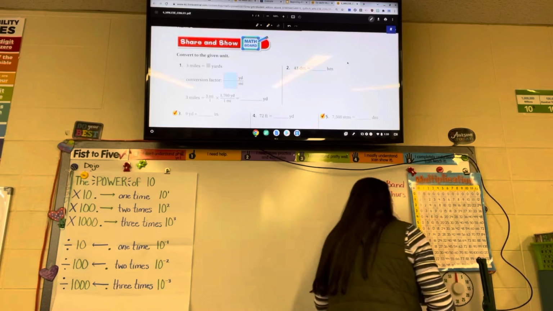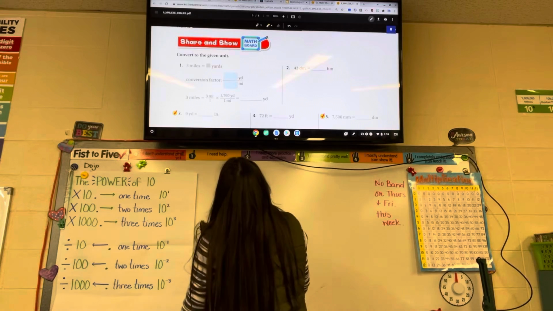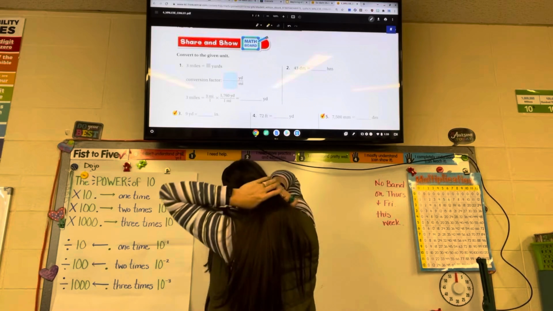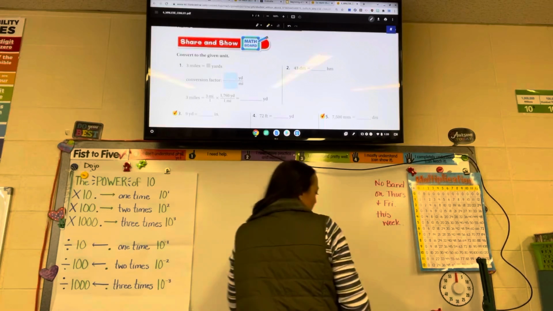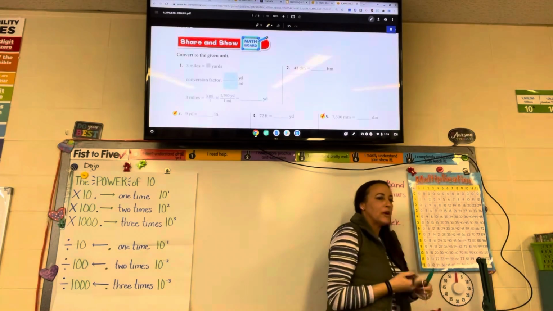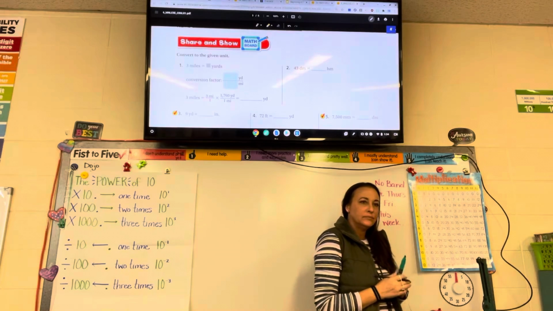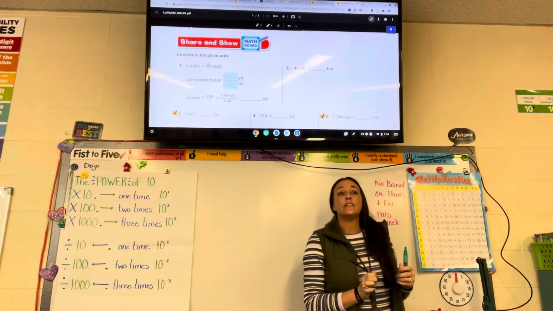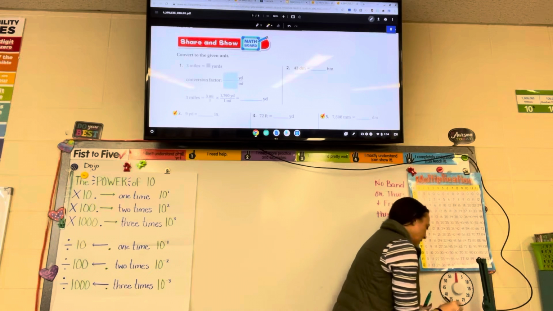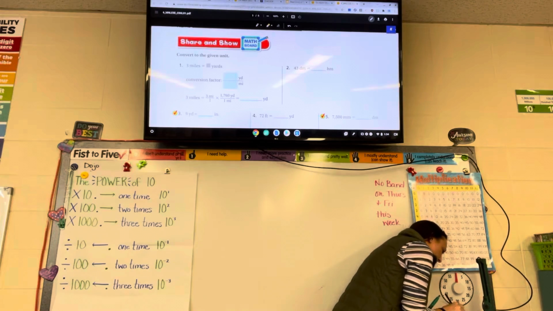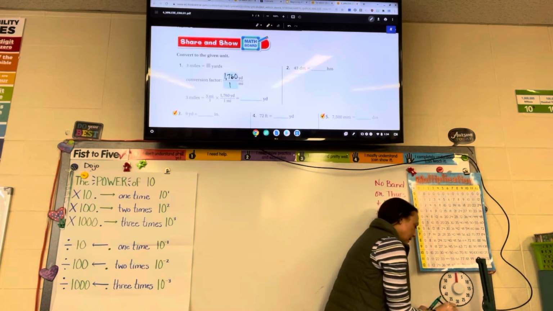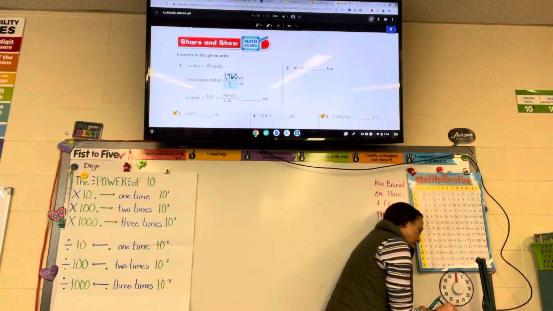Next, we're going miles to yards. So, how many yards are in a mile? Go back to your very front page. 1,760. Very good, Ian. 1,760 yards in 1 mile. And we got the conversion rate right here as well.